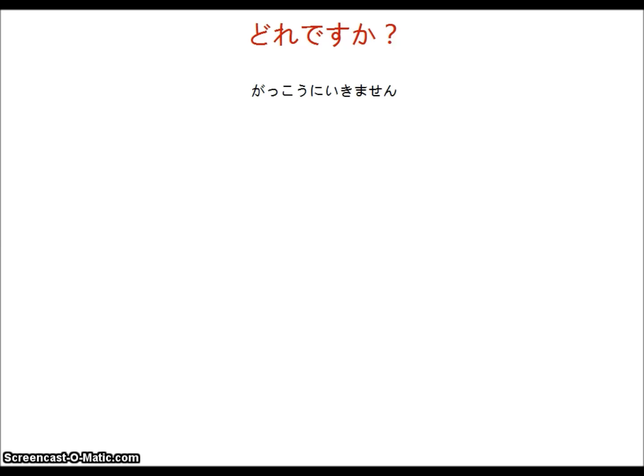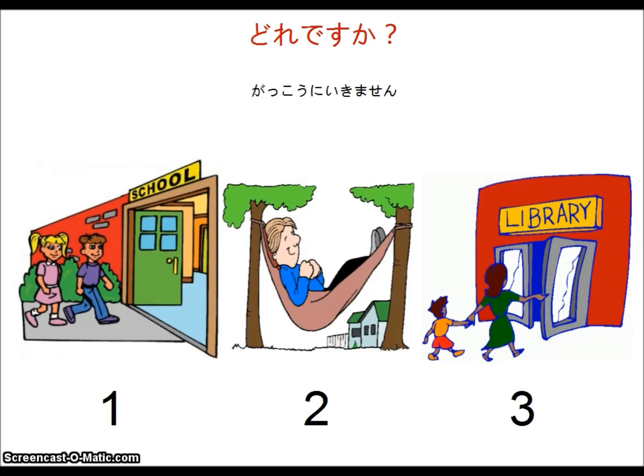This one's a trickier one. This one is 学校に行きません. So this one's a bit tricky. This one is actually 2 and 3 because 学校, as we know, means school, and we said 行きません. So the negative choice. So number 2 is obvious because he's not going anywhere. That guy's sleeping in a hammock. But number 3, they're not going to school. They're going to a library. So that still counts as not going to school.